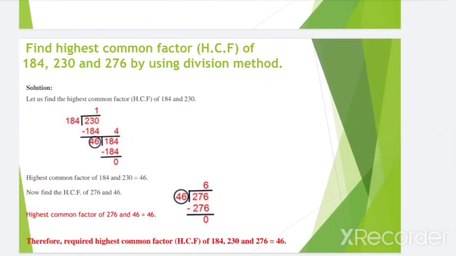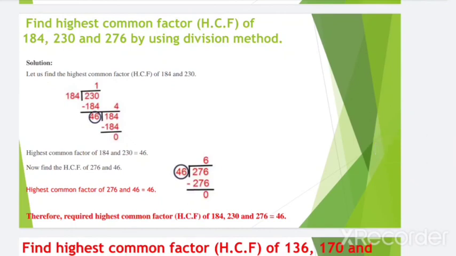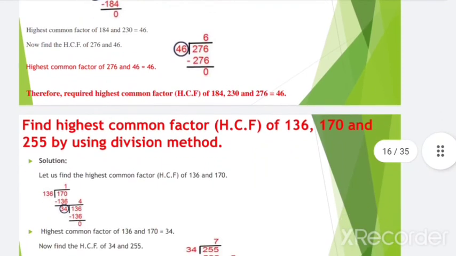Find the HCF of 184, 230 and 276 by using the division method. So children, let us find the HCF of 184 and 230. So children, what is that HCF? That HCF is 46. Now children, find the HCF of the third number 276 and 46. So what do we see? We see the HCF comes out 46, just see the encircled one, because we get remainder 0. So children, hence we can say the required HCF of all the 3 numbers 184, 230 and 276 is equal to 46. Let us take one more example children.